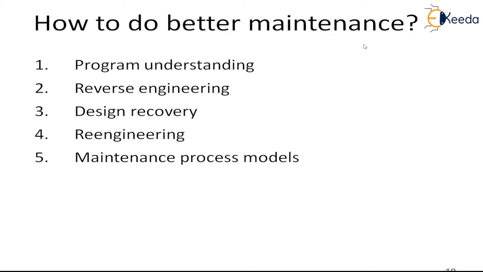So, how to do the maintenance? Now that we have understood what maintenance is, what the difficulty in maintenance is, what the types of maintenance are, and what the cost involved in maintenance is, you must all be eager to know how to do maintenance and how to do good or better maintenance. For doing that, you need to learn these concepts: program understanding, reverse engineering, design recovery, re-engineering, and maintenance process models. We will try to cover a few of these in this lesson, and then we will continue with it in a different lesson.